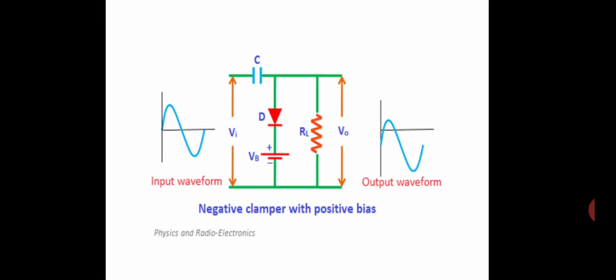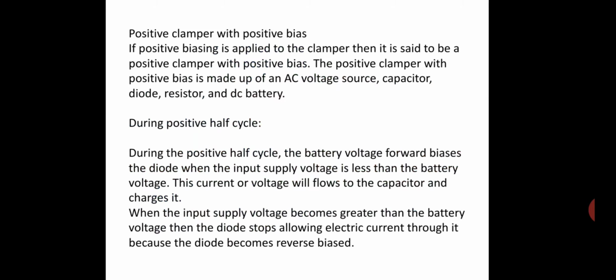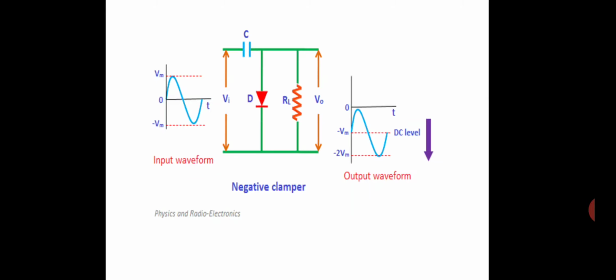So it's the clamping circuit. We discussed the positive clamper in the last section. Today we will discuss the negative clamper, positive clamper with positive bias, and positive clamper with negative bias. In the negative clamper, in the figure the input is a positive cycle but the output is a negative cycle, twice the input.